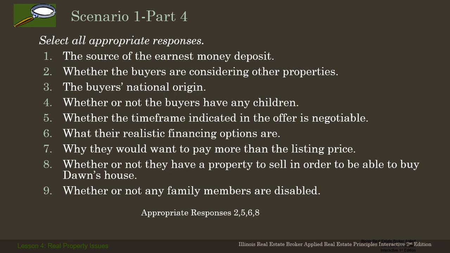And then 8 would be another good answer. Whether or not they have a property to sell in order to be able to buy Dawn's house, because they'll probably make that a contingency. So no matter what they offer on their property, whether it's full price or above full price, if they accept her counter offer above full price, we need to know whether or not there's going to be that contingency upon the sale of their house. That could be a stumbling block to everything.